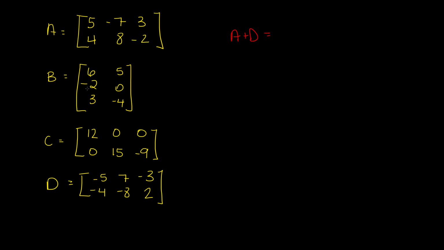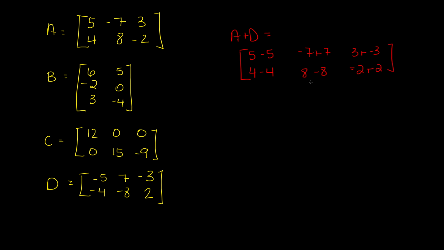What I find with A and D is they are the same values but opposite signs. So if I'm doing A plus D, I'm going to do 5 minus 5, because 5 plus negative 5 is 5 minus 5. 4 plus negative 4, or 4 minus 4. Negative 7 plus 7. 8 plus negative 8, or 8 minus 8. 3 plus negative 3, like how I wrote that out instead of 3 minus 3. And negative 2 plus 2.